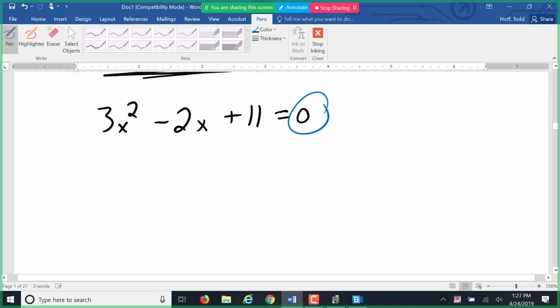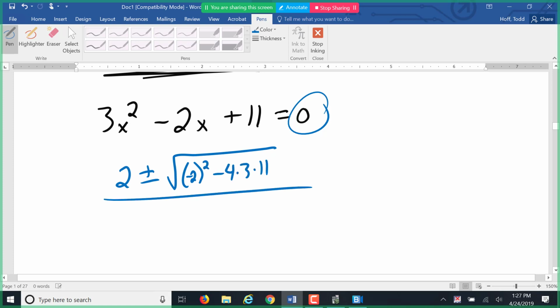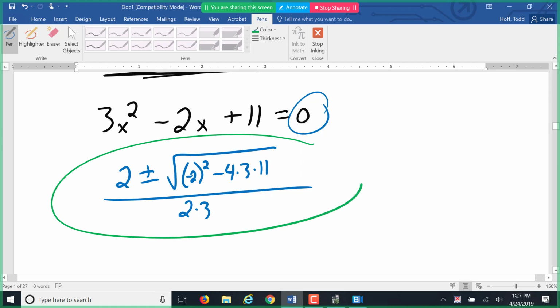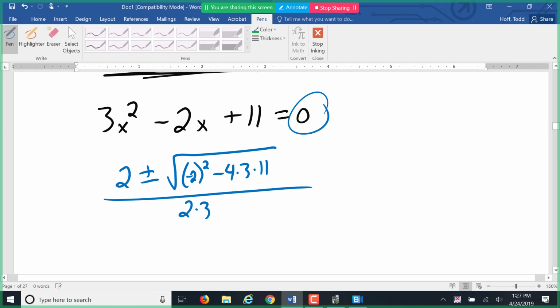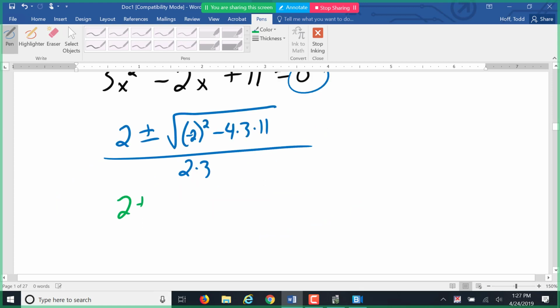So it's already equal to 0. I've done that. b is negative 2, so opposite b is positive 2, plus or minus the square root of negative 2 squared minus 4 times 3 times 11 over 2 times 3. Anybody have any questions as to how I'm getting these numbers here into the formula? Okay. So now, inside the square root, the radical, negative 2 squared is 4, minus 4 times 3 times 11 is 132. 2 times 3 is 6.